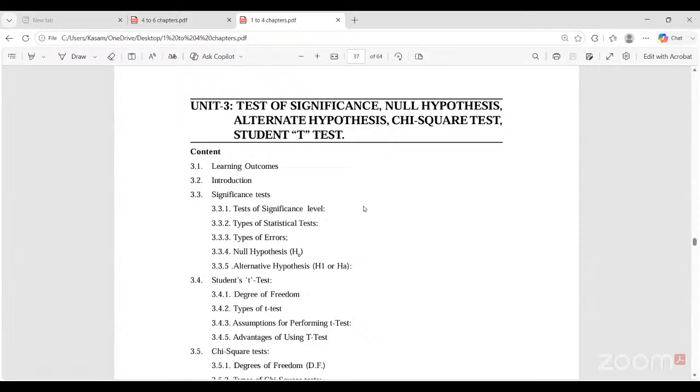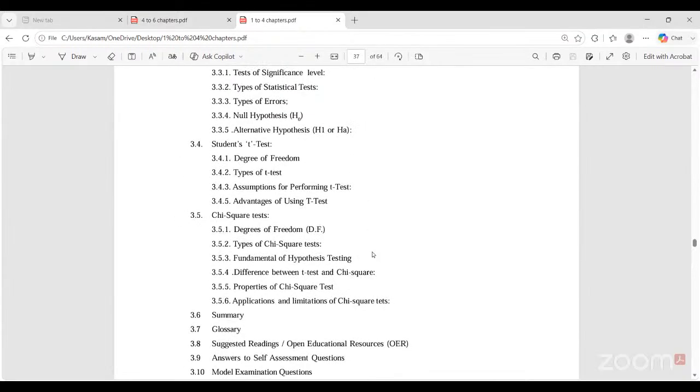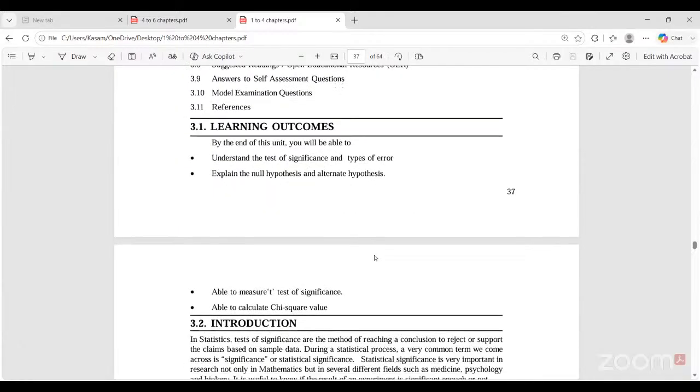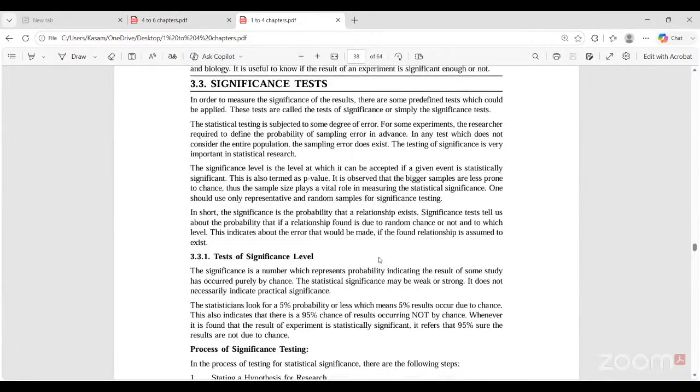Yes, sir. This is your topic. When I go to the concerned topic, I will tell you. So what is a test of significance level? The significance level represents the probability indicating whether results occurred by chance. The statistical significance may be strong, but it does not necessarily indicate practical significance. The statistics look at 5% probability or less, which means 5% of results occurred due to chance.